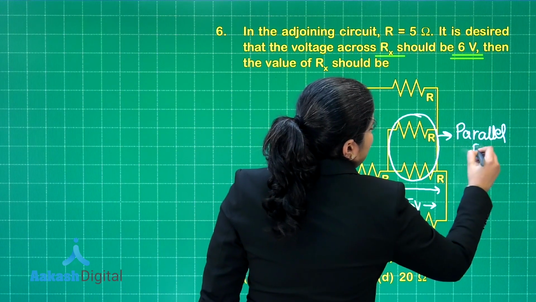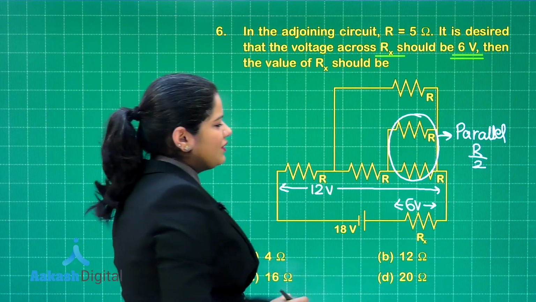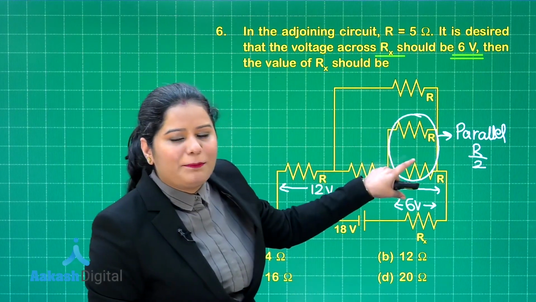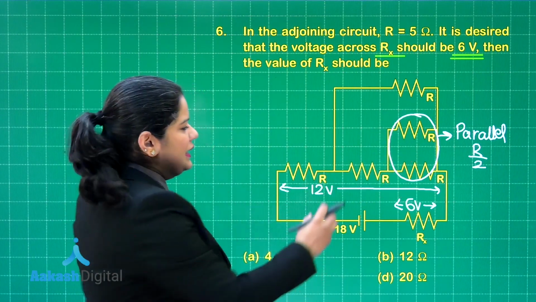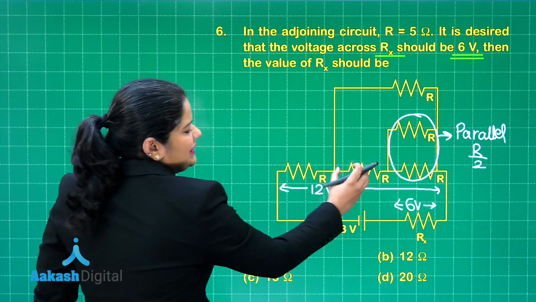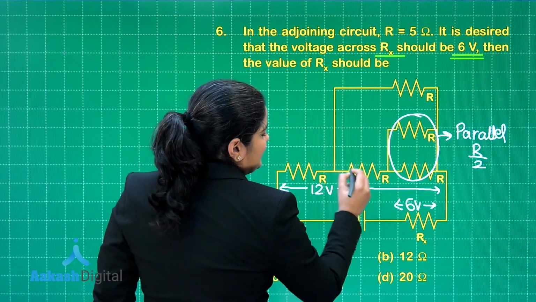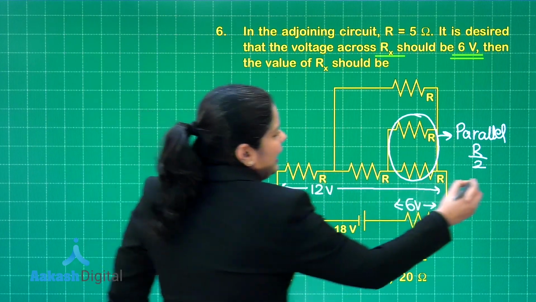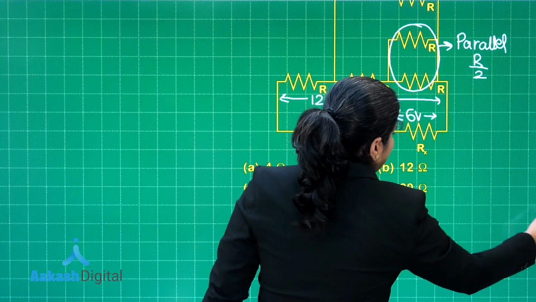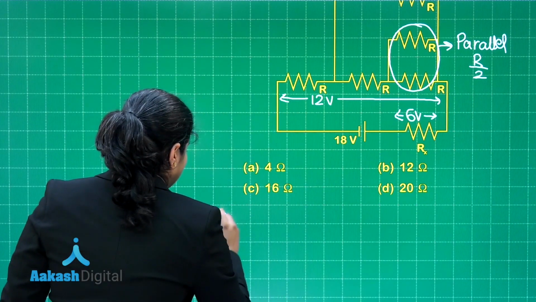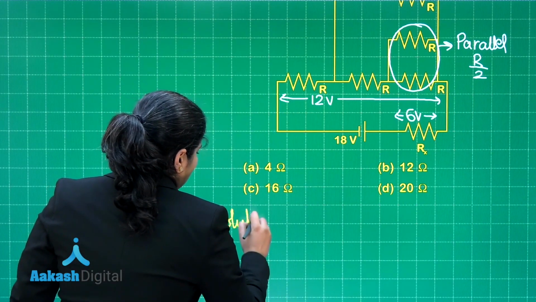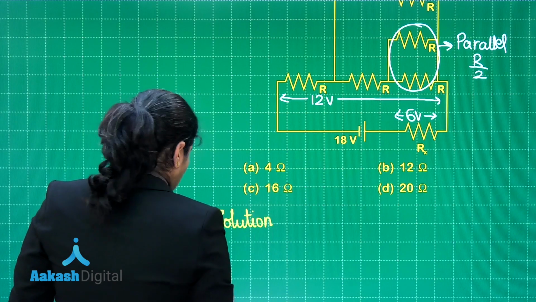So what will be the equivalent resistance of these two? R and R in parallel will give you R by 2. Now this R by 2 is in series with this. So let me just change the color. The equivalent resistance of these two, I can simply redraw this circuit as, I will be writing it over here. This is the solution.